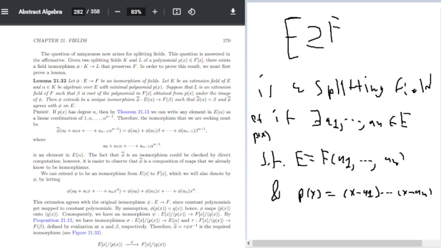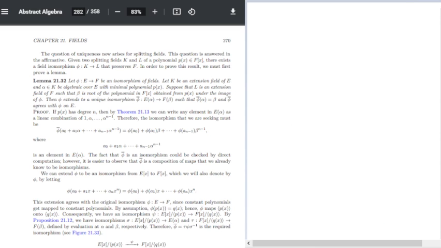That's a lot. Okay. Let me write this all down. So we have an isomorphism of fields E to F. Alright, K is an extension field of E. So I'm going to denote that by inclusion.